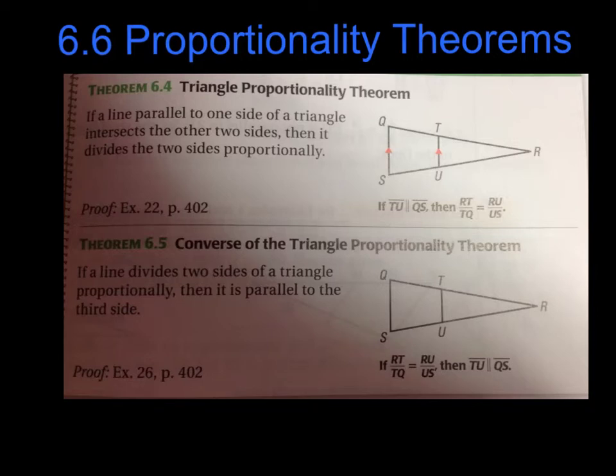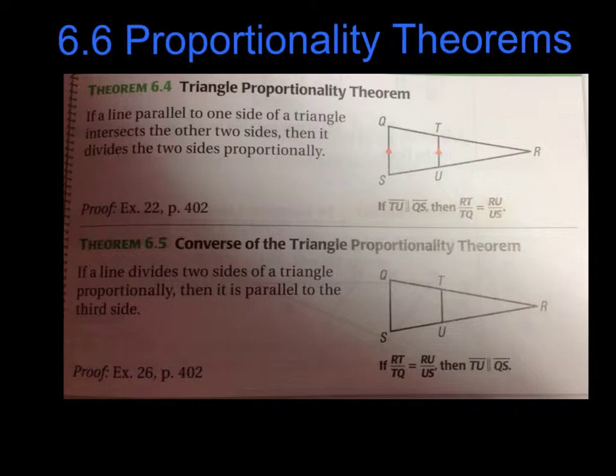Section 6.6 is all about different proportionality theorems. We are still going to be setting up the same proportions and cross-multiplying the same way we've been doing throughout the chapter. There are 4 different theorems that we are going to learn, and we're going to look at 4 different types of problems that you will see both on your homework and on your test.